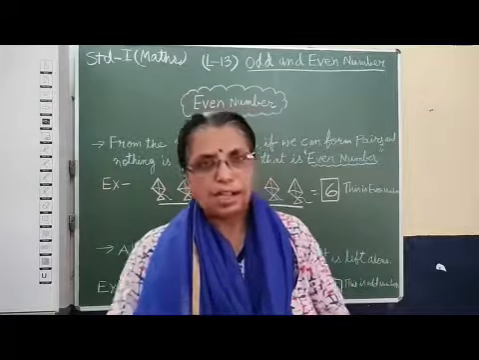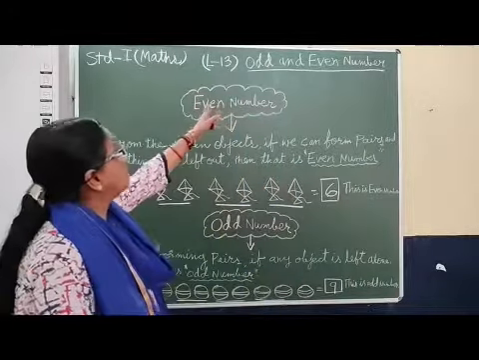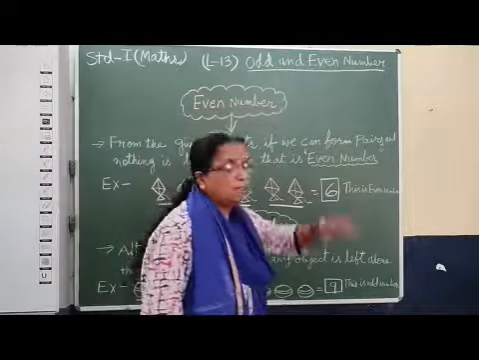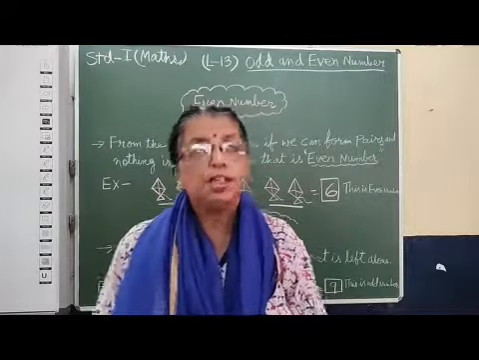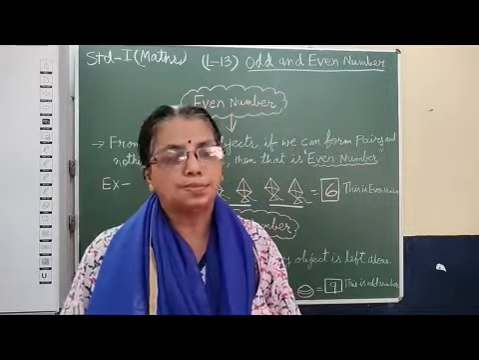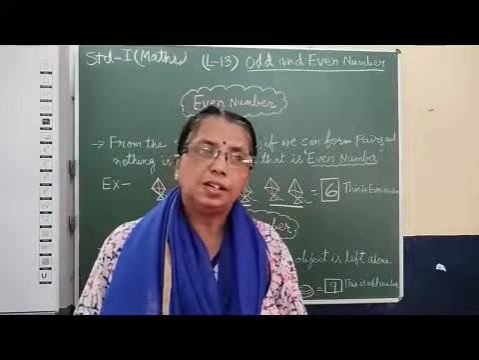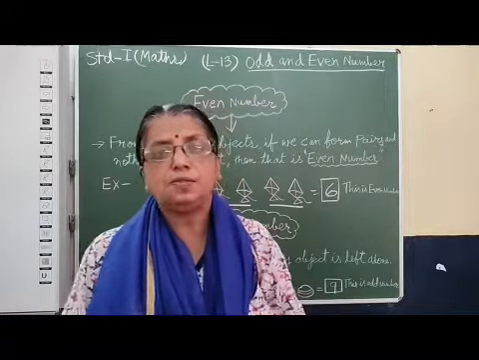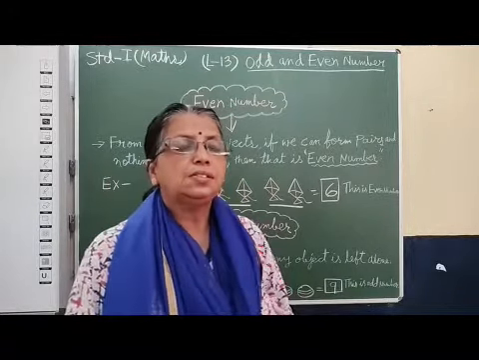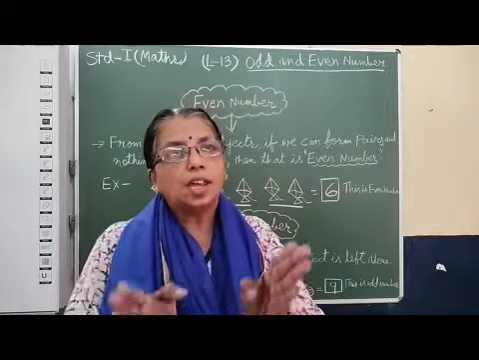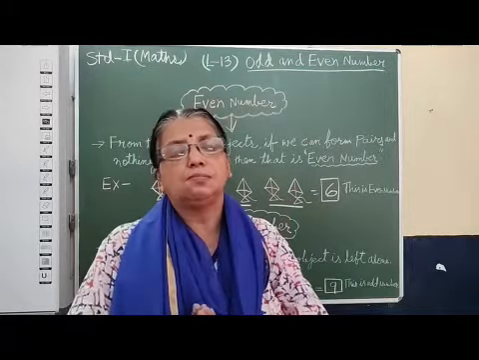I have taken the next chapter, chapter number 13, odd and even numbers. In your book, chapter number 13, odd and even numbers is there. What is odd? What is even? Now, even means you can make pairs of these numbers.